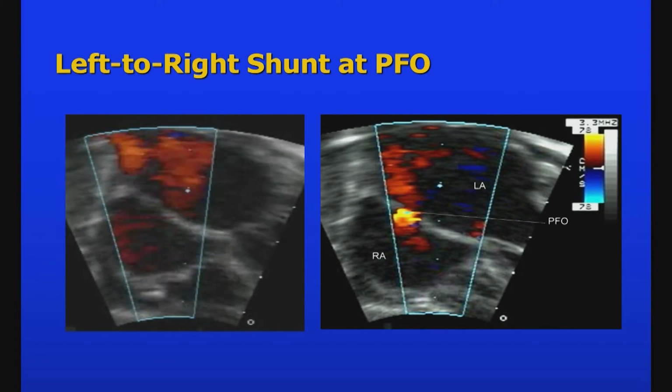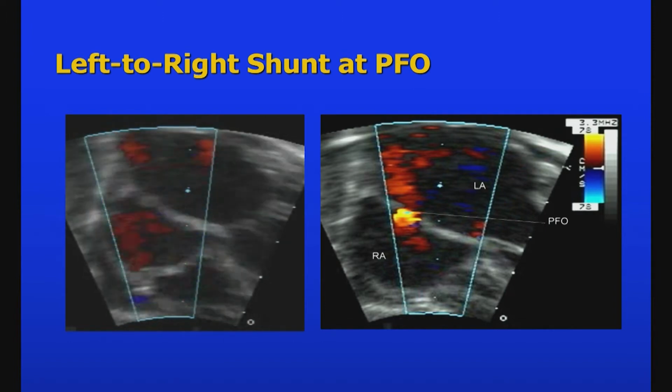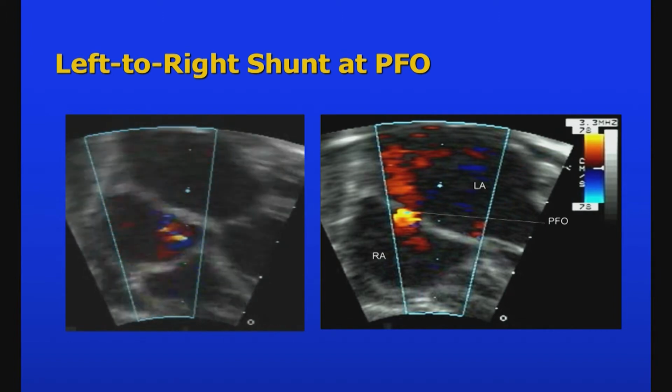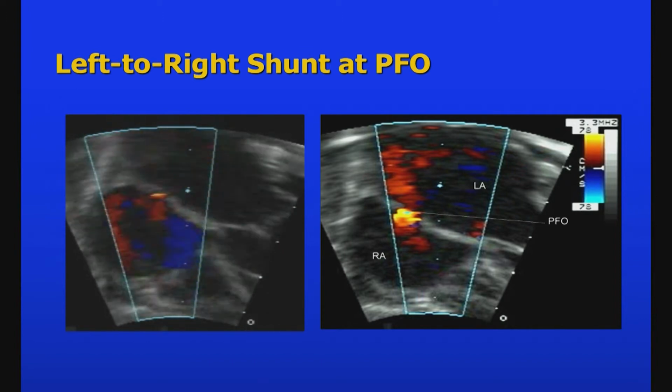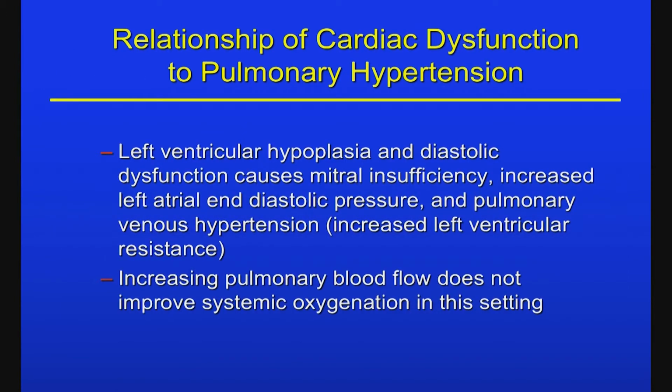Now, of course, if there's no other intracardiac shunt, if you have a pure left to right atrial level shunt, then your preductal PO2 is essentially pulmonary venous PO2. So that in some ways protects this baby from having severe desaturation. So the left ventricular hypoplasia and diastolic dysfunction cause mitral insufficiency, increased left atrial end diastolic pressure, and pulmonary venous hypertension.